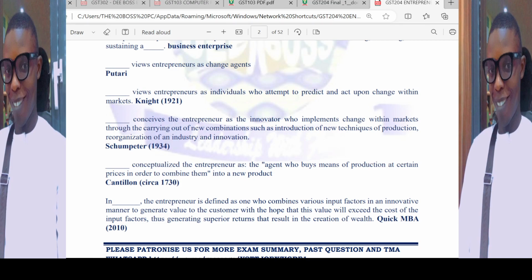So for them, an entrepreneur is defined as that person who combines various inputs and factors in an innovative manner. He combines them in a way to create something new, and this thing being created is something of value to the customer. The hope is that this value will exceed the cost of input. So if you have invested maybe $1 million in acquiring all the various costs of production, by the time you are done producing what you are working on, you should be able to get back something more than what you have spent.